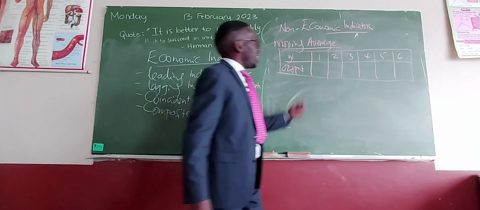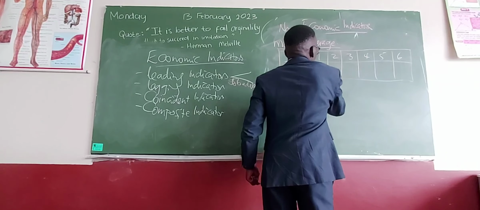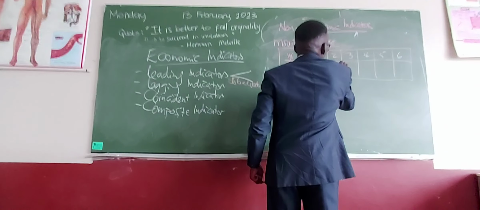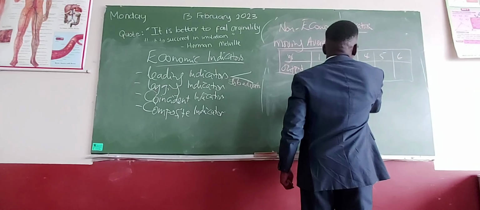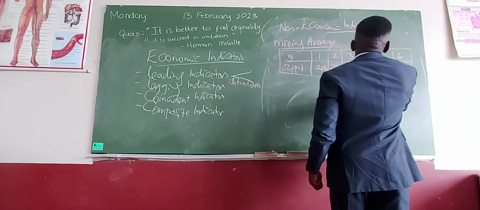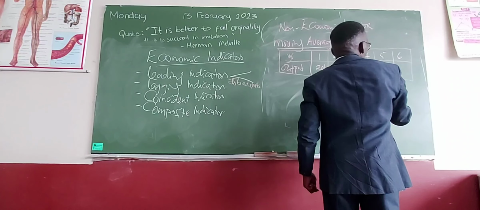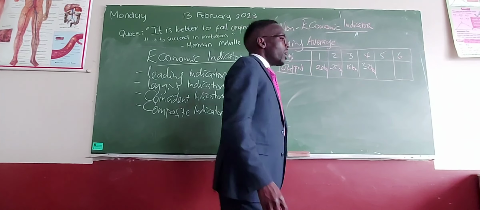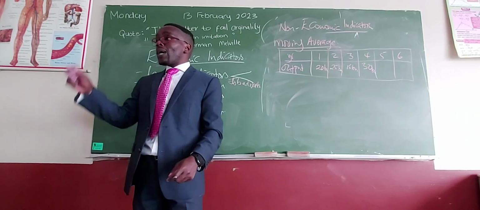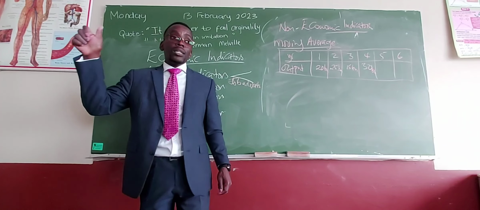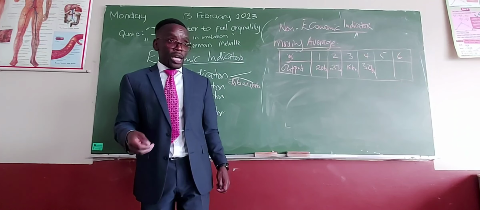Now, let's say output for year 1 maybe was 20 billion. For year 2, it went up to 25. And then maybe year 3, it went down to 15. Year 4, it went up maybe to 30 billion. Year 5, we don't know. And year 6, we don't know. Now, we have two types of moving averages that we have, dear learners, at this stage. We use what is called the 5-year moving average, and we also have the other one that is called the 3-year moving average. Are we together?